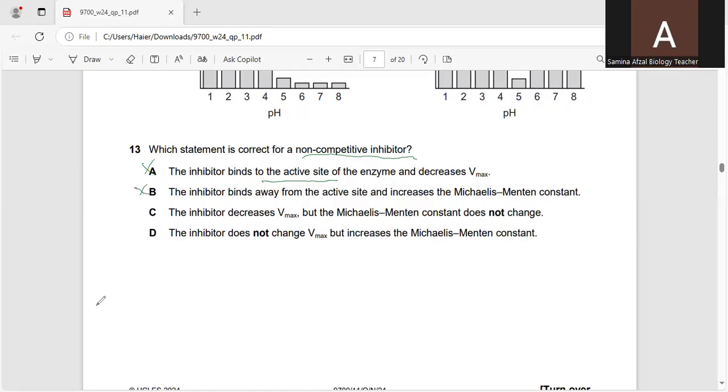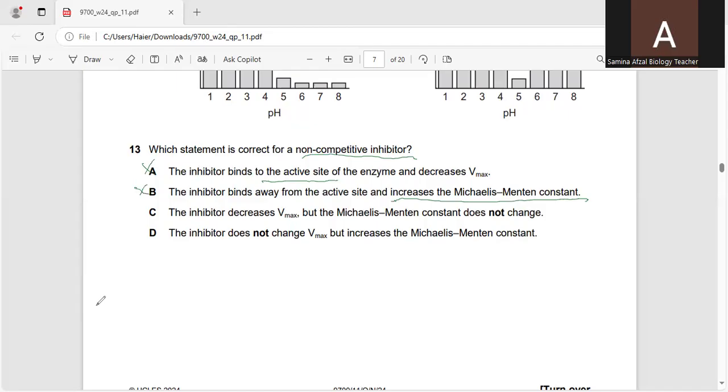The Michaelis-Menten constant is not increased in this case, because the inhibitor does not attach itself to the active site. It attaches anywhere on the enzyme. So it does not increase the Michaelis-Menten constant, because it reshapes the active site. Due to the change of shape of the active site, the process is stopped.